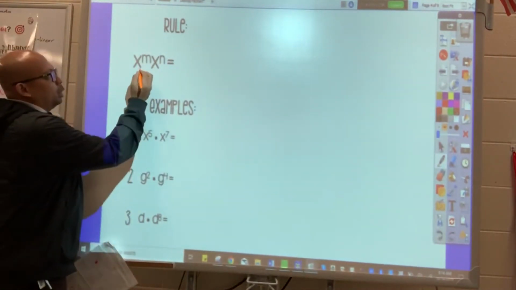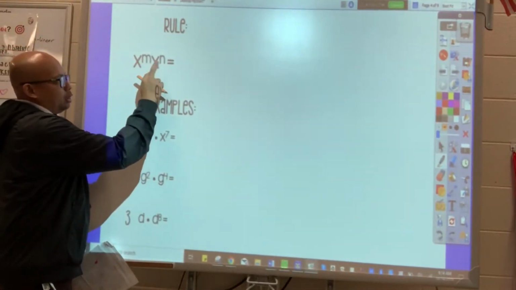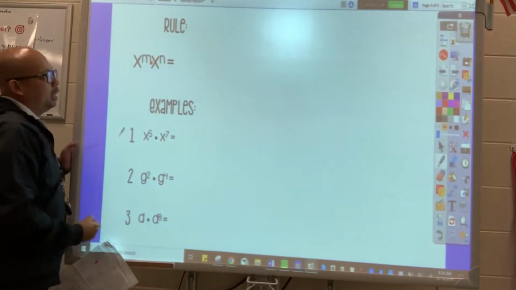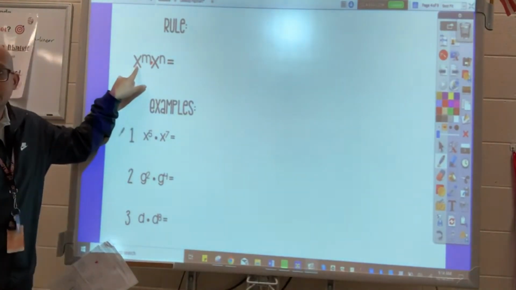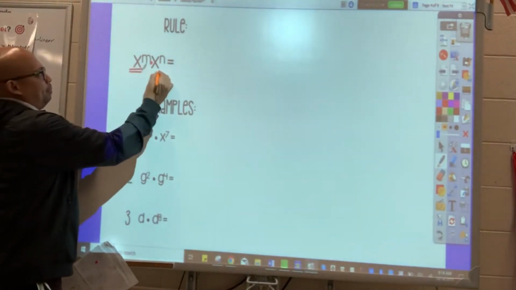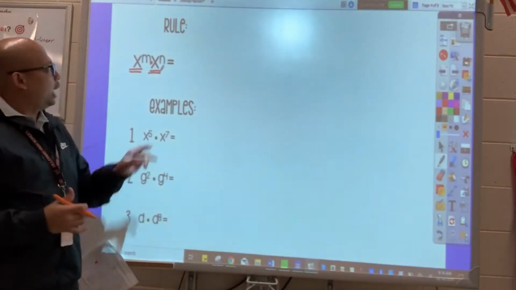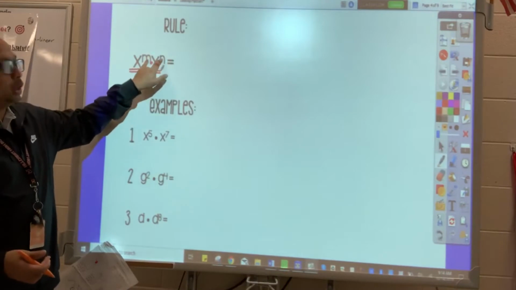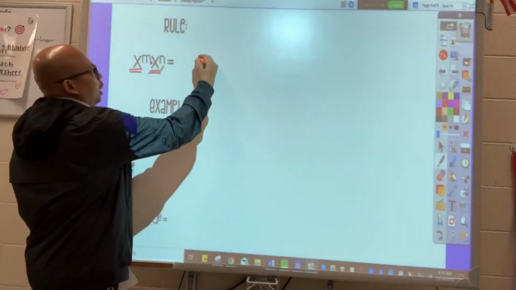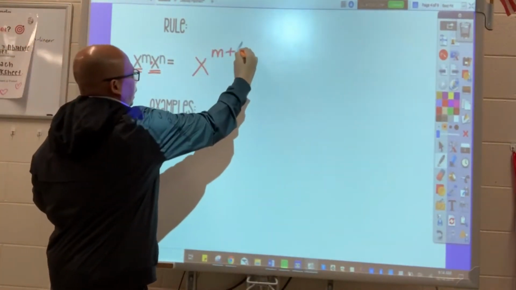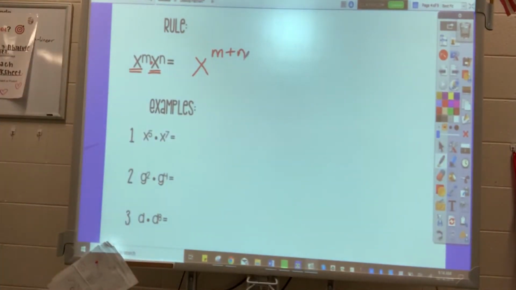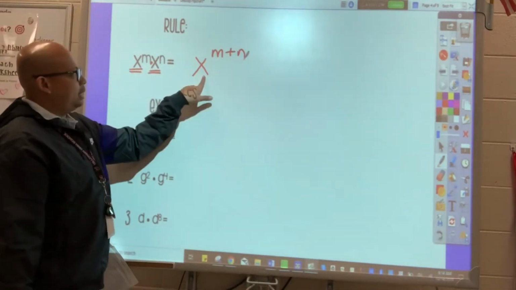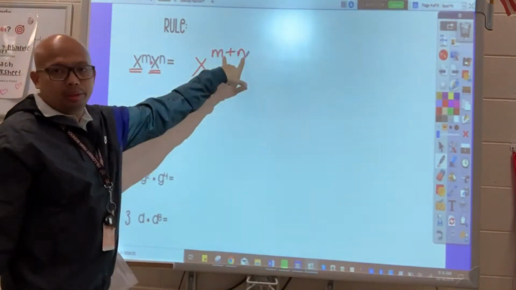It means you're multiplying x to the m by x to the n. When you're multiplying, if you notice, they have the same bases. They need to have the same base. And the exponents are m and n. They could be the same, they could be different. What do you do with m and n? You add them, m plus n. And that's the rule there. So you copy the base, but you add the exponents.